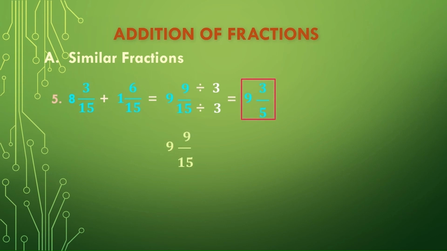Another way of simplifying 9 and 9/15 is by finding the greatest common factor, or the GCF. Let's find the GCF of 9 and 15 using the prime factorization method. Let's write 9 and 15. Let's start with 9. 3 times 3 is equal to 9. 3 is prime, so let's encircle them. Let's move on to 15. 3 times 5 is equal to 15. 3 and 5 are prime numbers, so let's encircle them.